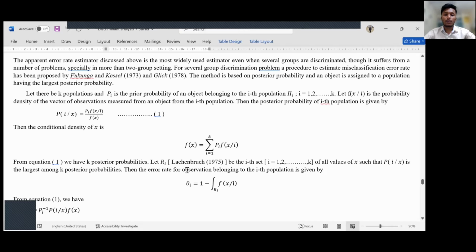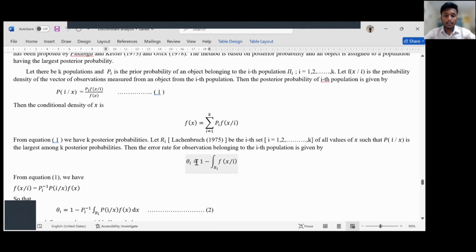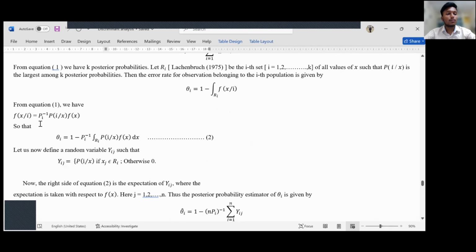Then the error rate for observations belonging to the ith population is given by theta i equal to 1 minus the integration over Ri of f of x given i. From equation 1 we have f of x given i is equal to the posterior probability of i given x times f of x, divided by pi. So that theta i is equal to 1 minus pi inverse times the integration of the posterior probability of i given x times f of x dx.